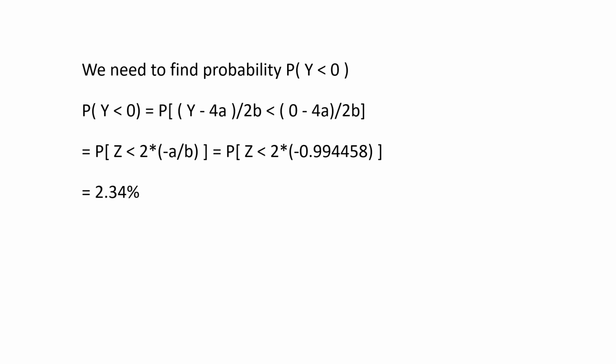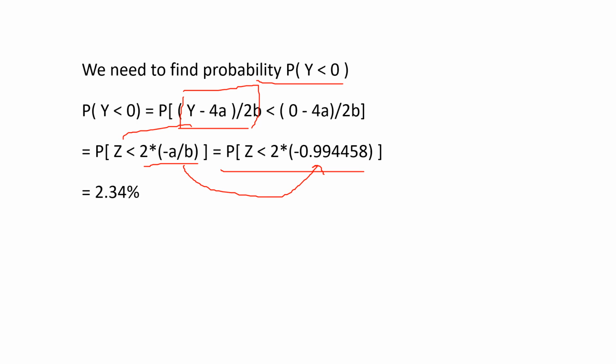So the probability of losing money in the entire year is nothing but the probability that Y is less than 0. So now we subtract the mean and divide by the standard deviation to convert these into z-scores on both sides of this inequality. We take this part as z. The right hand side becomes 2 times minus A by B. We already found the value of minus A by B in the first part, which was minus 0.99. Once again we use the standard normal table to find the probability, which comes out equal to 2.34%. So this is the final answer.